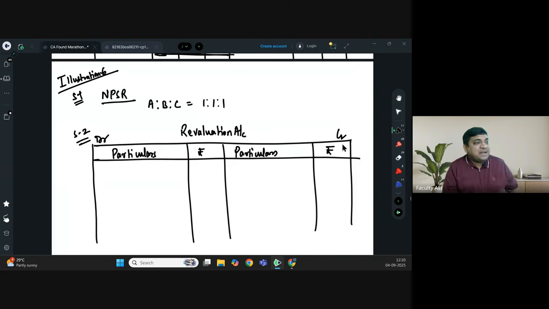Plant and machinery by 10%. So the buy means this is the fall. The value of plant and machinery was how much? 4,000. So to plant and machinery account, 4,000 into 10%. That comes to 400.